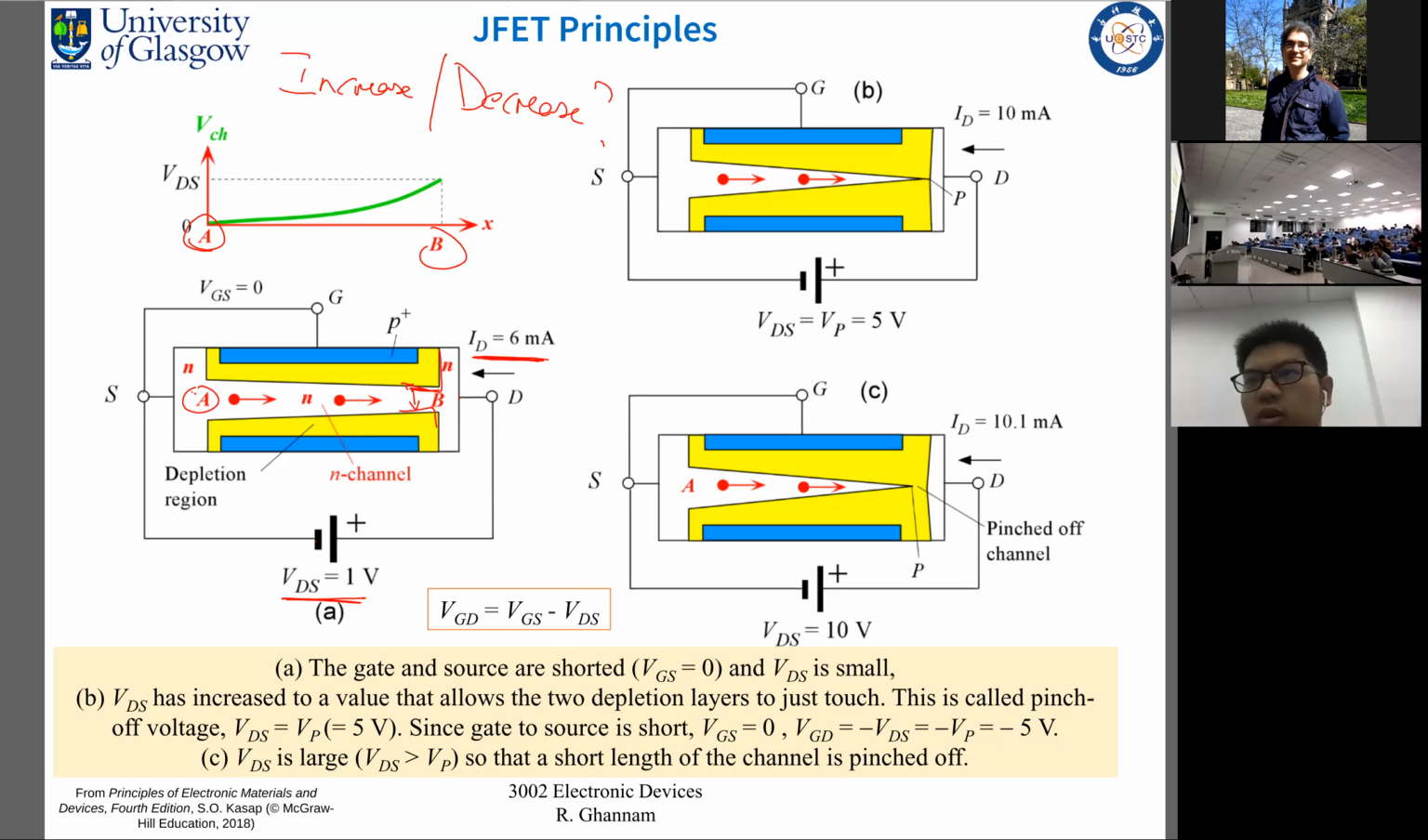If we continue to increase VDS from 1 volt to 5 volts, look at what happens in the depletion regions. Now both the depletion regions are touching each other. This is known as the pinch-off point.